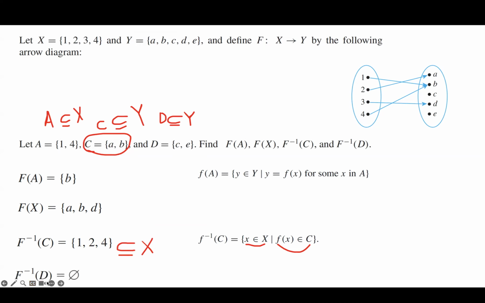What about the inverse image of D? D is the set including c and e. We don't have anything in the domain that is mapped to c and e, so it's going to be an empty set.